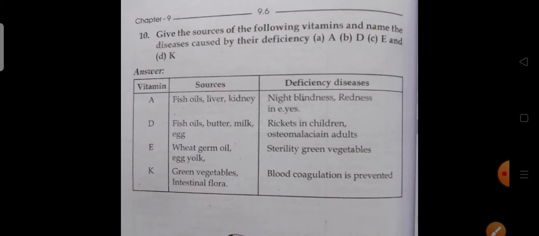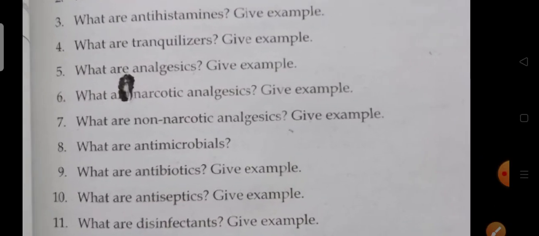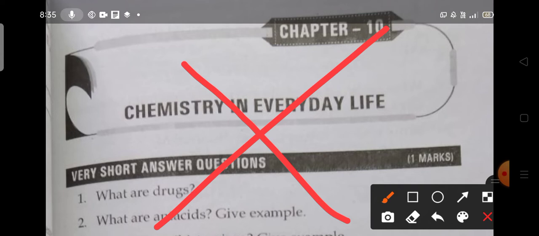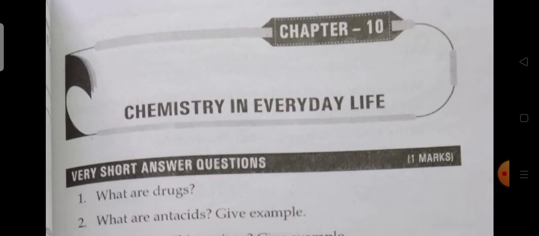So next coming to the 10th chapter, chemistry in everyday life. This unit also, for this academic year students, no need to read. Okay, I told, no, this is for the academic year 2021-22 batch students, no need to read this related content. For the regular students, this topic may be there, that is the reason I'm showing the important questions with answers. Okay.